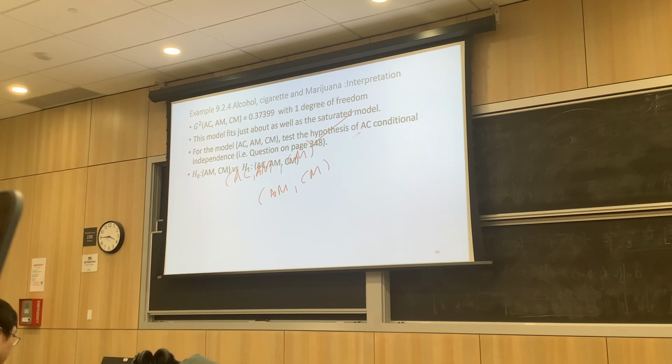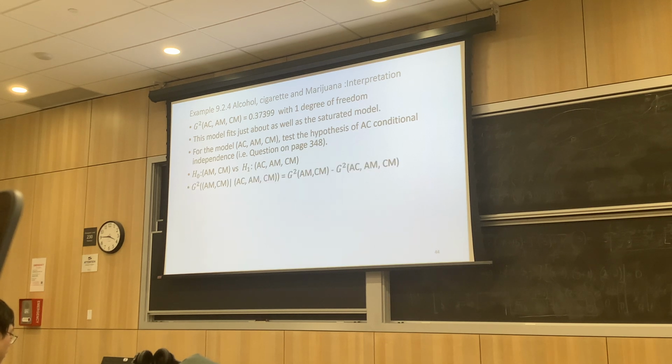First you should understand what this means, the AC, AM, CM model. You should know what that means. That refers to the first model, the fit one that you were talking about. And this refers to the model in which A and C are conditionally independent given marijuana. And we have those two models. We just call them fit one, fit two. Fit one is this one, and fit two was this one.